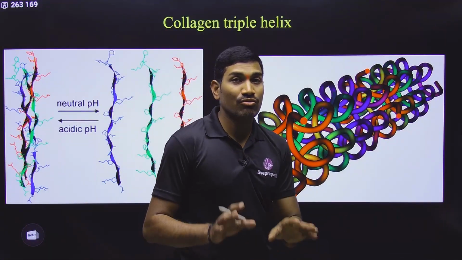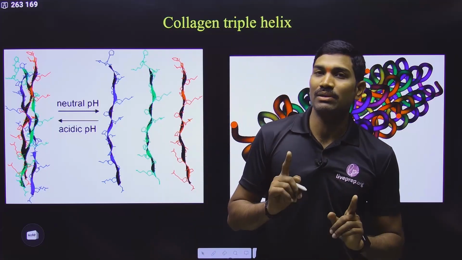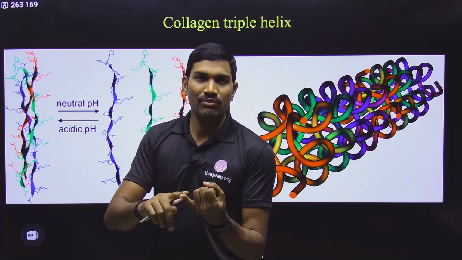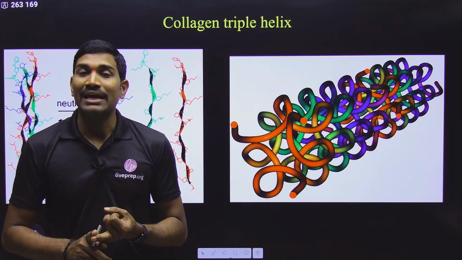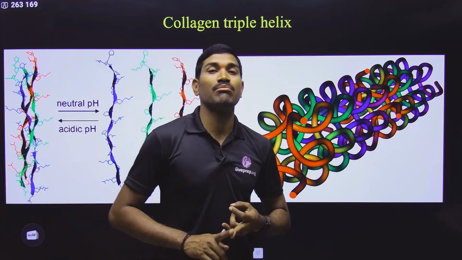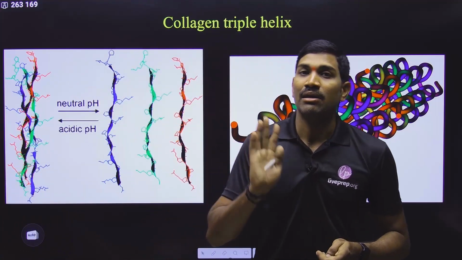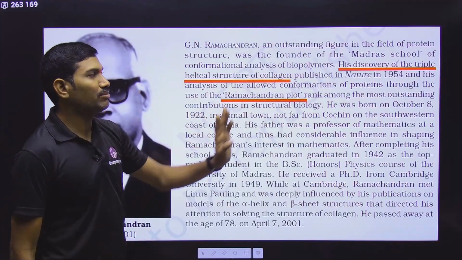The triple helical structure of collagen is also an example of secondary structure of protein. Please remember, for secondary structure of protein, what are the examples we are studying? Alpha helix and beta sheets. And the triple helical structure of collagen is also an example of secondary structure. Please observe this very carefully. Clear? Next, this is one important point.